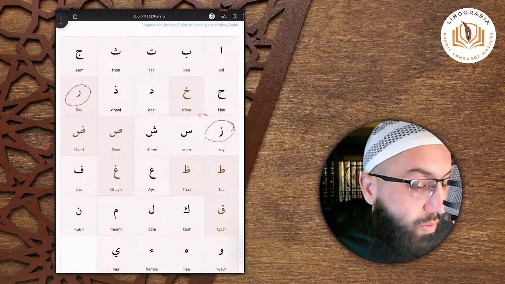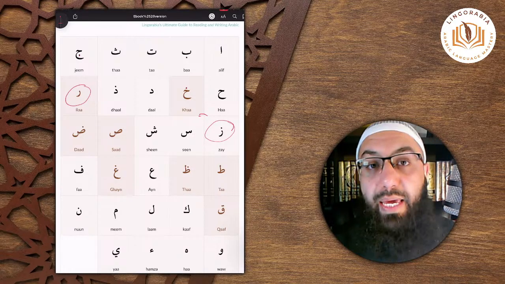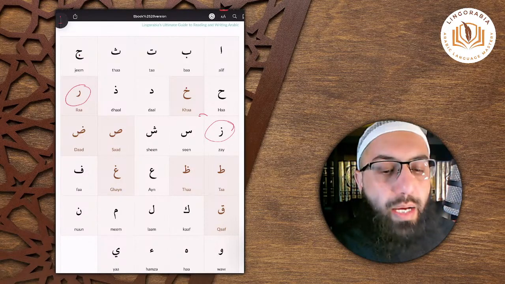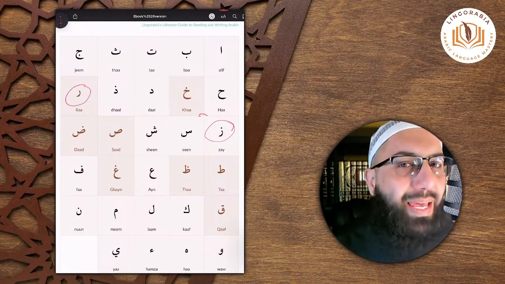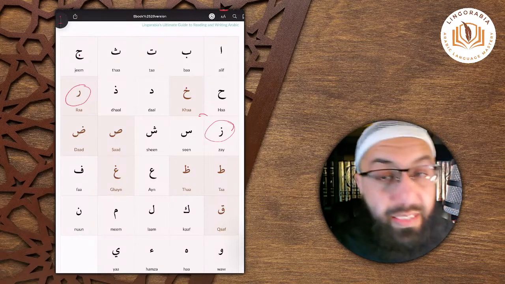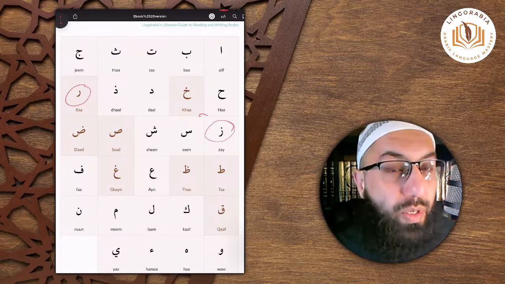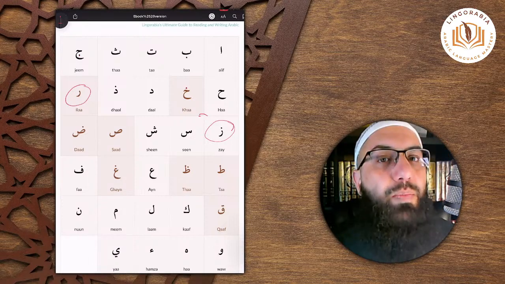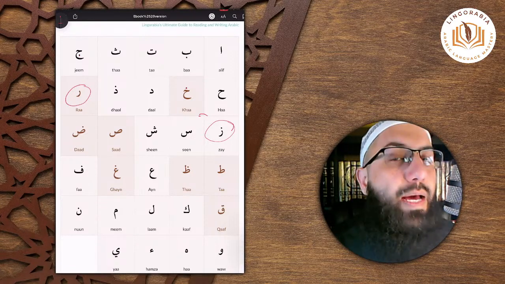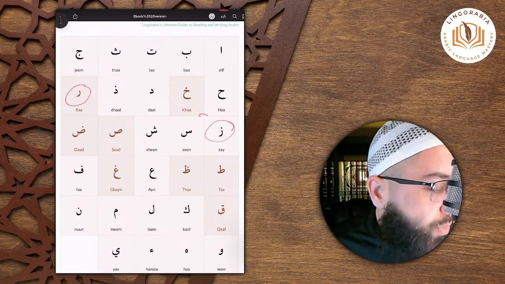The ra is again a heavy letter. We will learn that the ra can, in certain cases, be a light letter. But when we are talking about the name of the letter, then we pronounce it heavily. We say ra. Then we got the zay, a light letter.